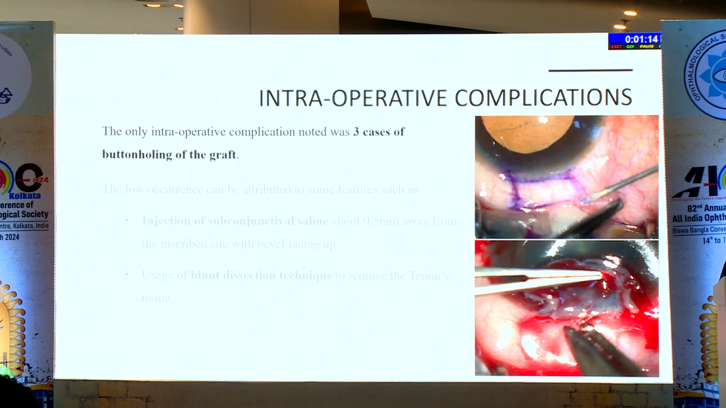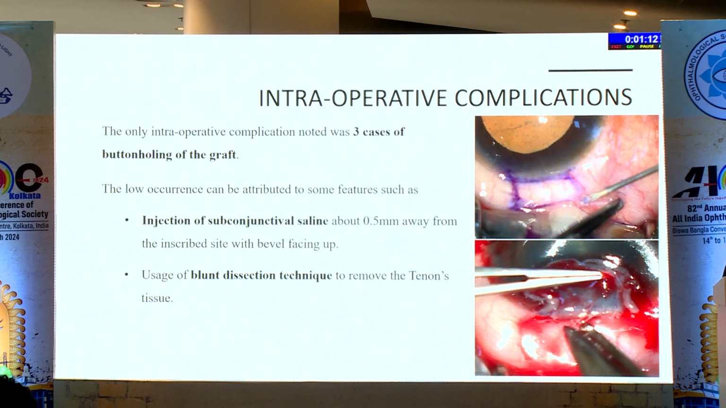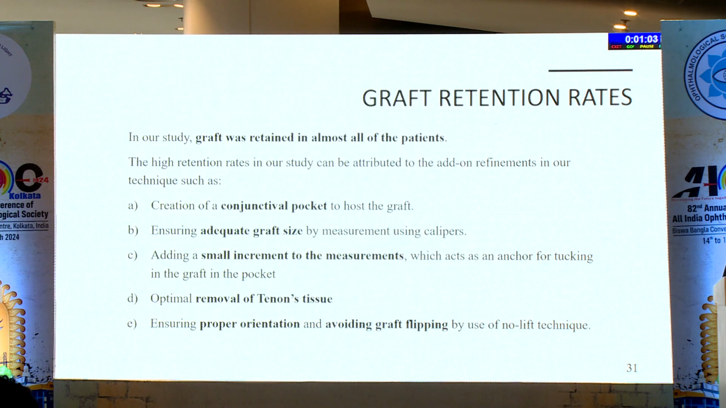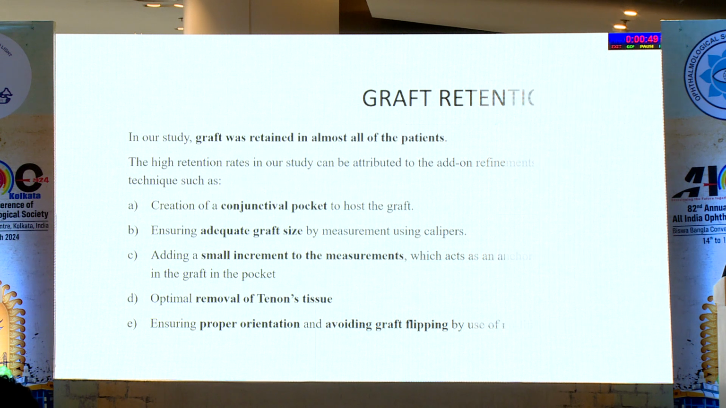So the only intraoperative complication was just 3 cases of buttonholing. We were able to majorly avoid it because we injected the subconjunctival saline a little away from the inscribed site, and we used a blunt dissection technique. So graft retention rates were pretty high in our study because we added certain refinements like creating a proper pocket, ensuring that the graft size was adequate, and we even increased the graft size. We optimally removed the Tenon's tissue using a dual method, and we ensured that the graft did not get flipped by using the no lift technique.